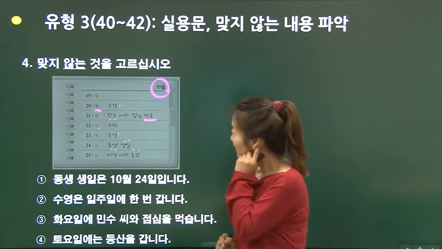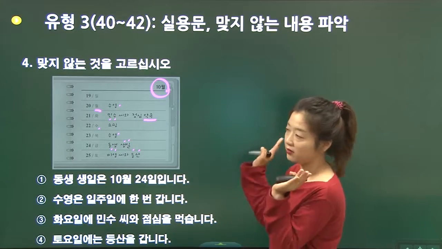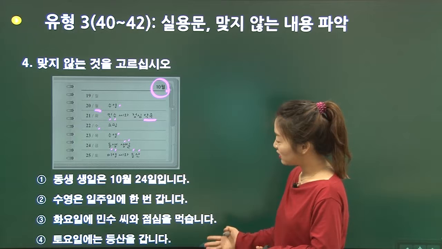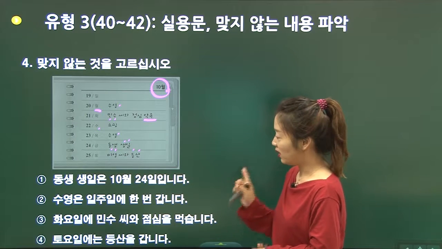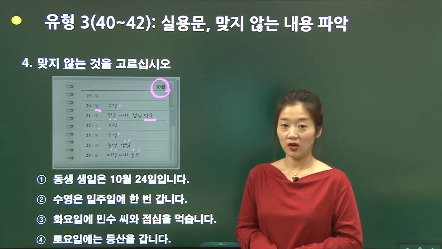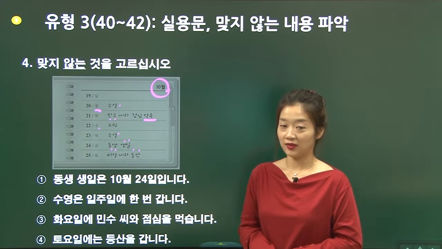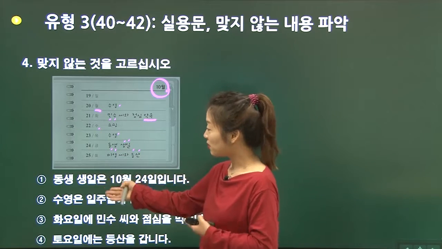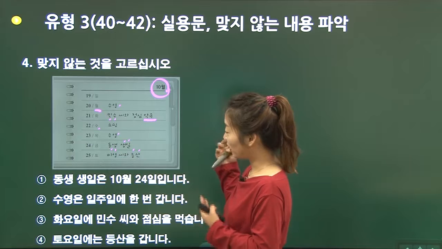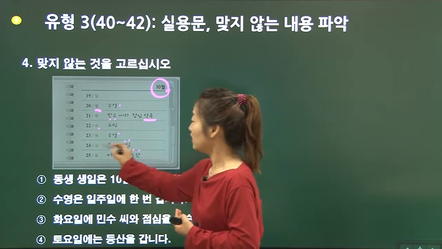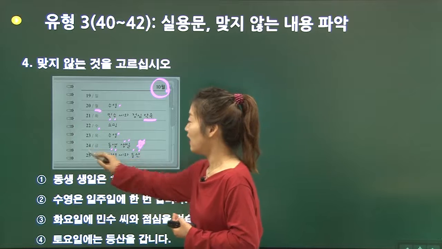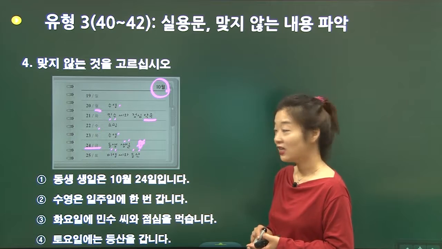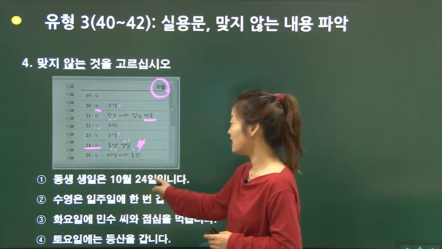All right? Good. So we all read about this article, actually a planner, and then we need to find out which one is incorrect. Number one, 동생 생일은 10월 24일입니다. Okay, let's find out my brother's birthday. Look at here. When is my brother's birthday? Here we go. 동생 생일. And then what's the date? It's October 24th, right? 10월 24일.